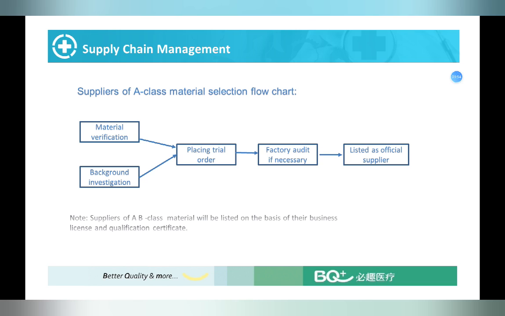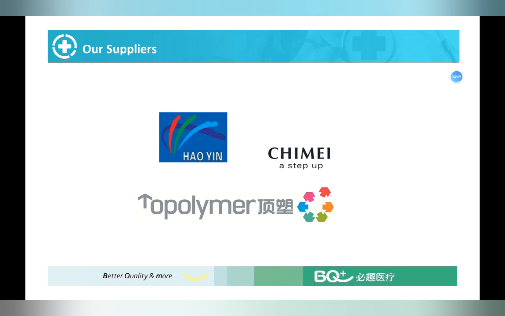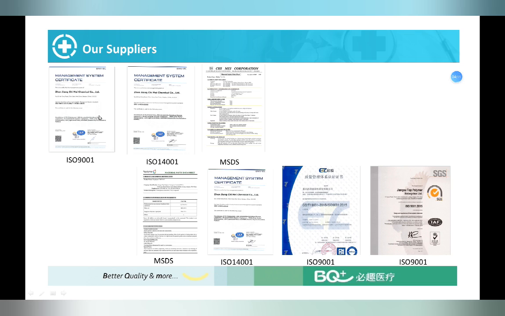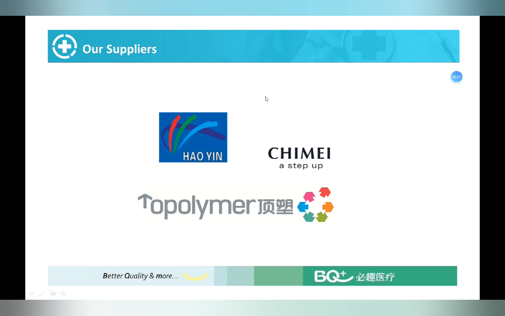As the supplier of A/B class material, they will be listed on the basis of their business license and qualification certificate, which is a bit easy to find. So here are some photos of the supplier certificates: the ISO 9000 and 14001 certificates and MSDS material from our supplier, and some of their logos here. And they are all very famous companies in this industry.